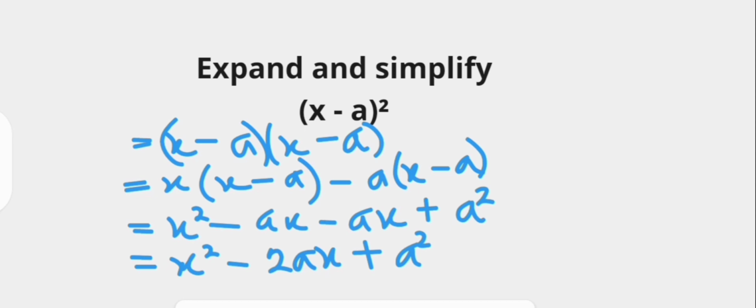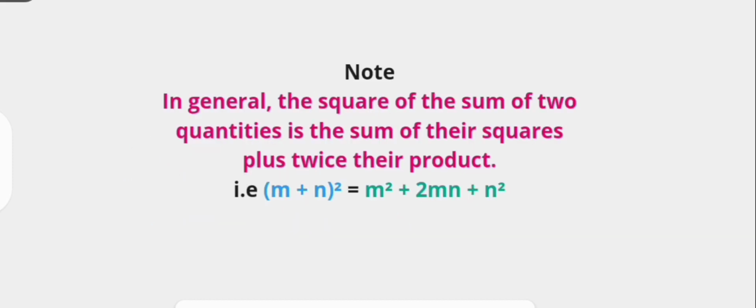Again, we'll notice here that the first term is x squared, which is the square of the first term in the bracket. The last term, a squared, is also the square of the second term in the bracket. However, in the middle, we still have twice the product of the two terms, but this time around with a minus. Now, let us talk about the findings from these expansions. In the first expansion, the first term is the square of the first in the bracket, the last term is the square of the second term in the bracket, and the middle term is plus twice their product when the sign is plus in between them in the bracket.